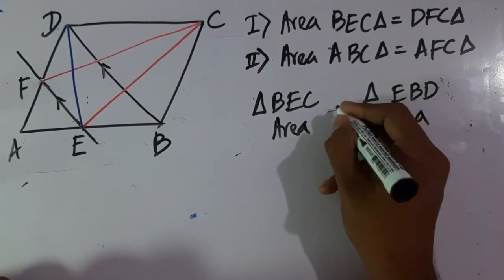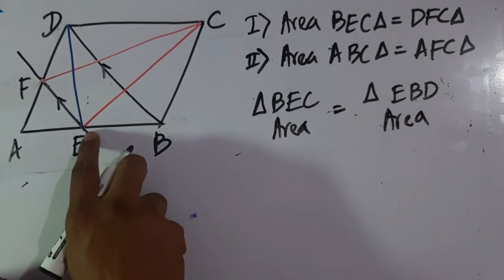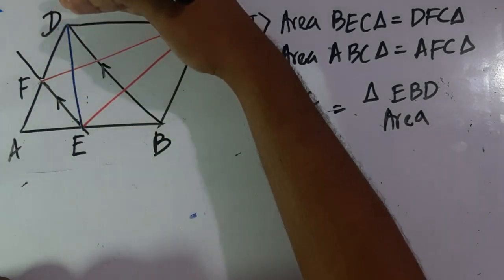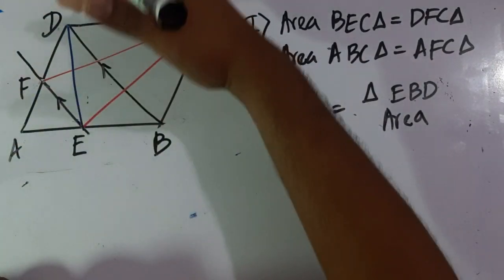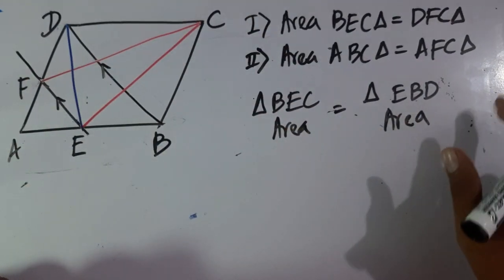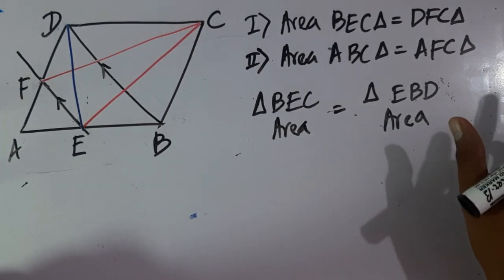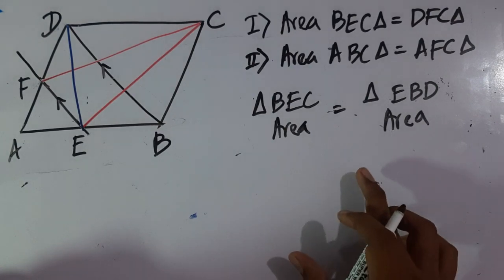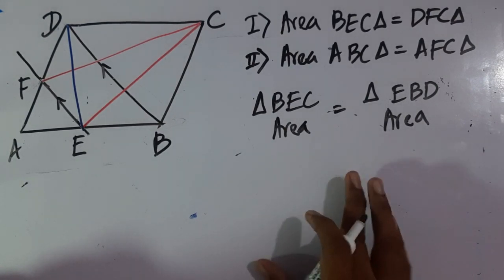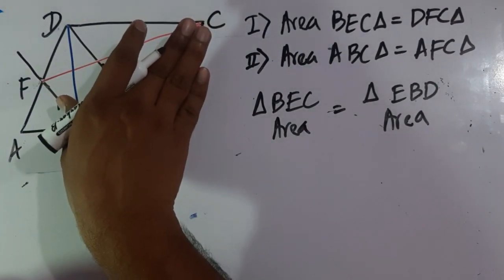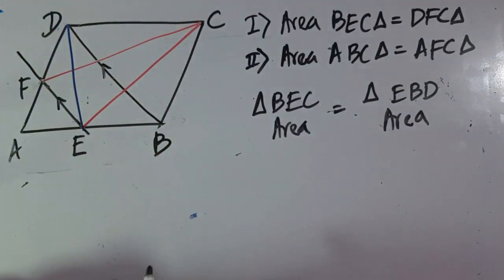will be equal because they have a common base which is EB, and they are between the same pair of parallel lines, the opposite sides of a parallelogram. So you have to write the reason. Since I don't have space, I am not going to write it. You write the reason as same base, between the same pair of parallel lines. So these two areas are equal, that is BEC and EBD.